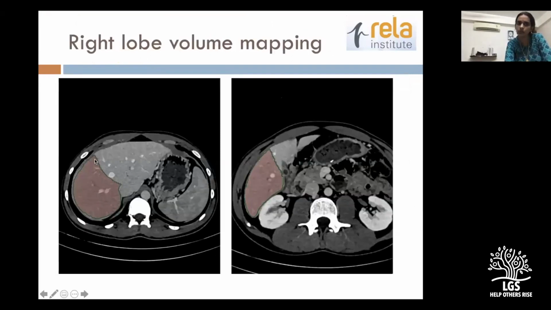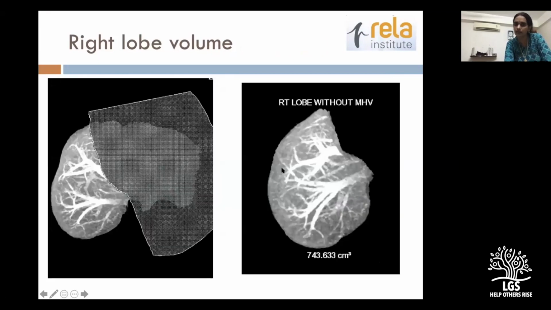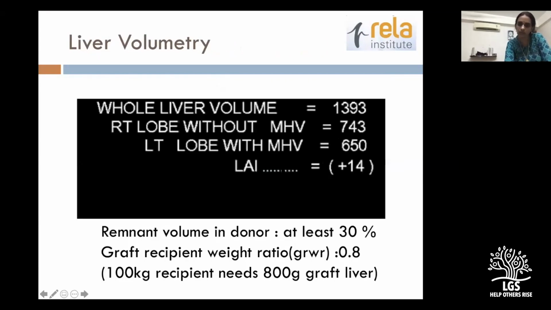In our institute, the way we cut is the medial border is along the right border of the middle hepatic vein. So this is the right lobe without the MHV. So we follow the MHV superiorly, and inferiorly we come up to the gallbladder fossa. That is the right lobe volume. Once we subtract the two, we can get the left lobe volume.